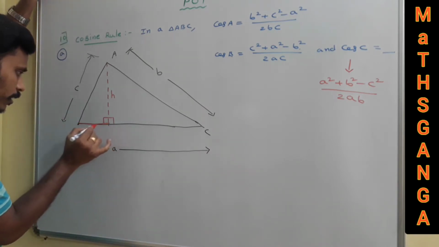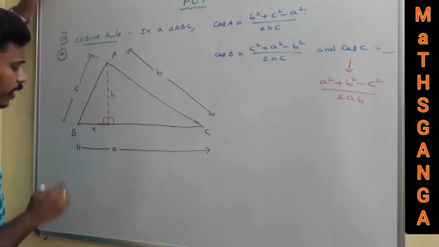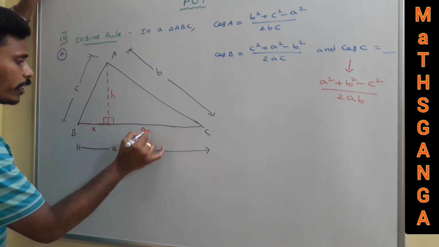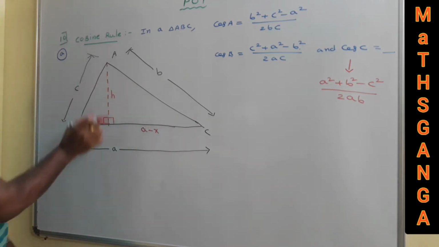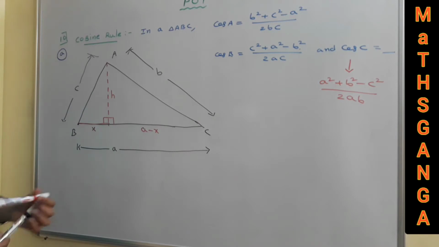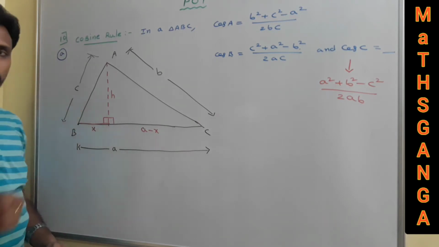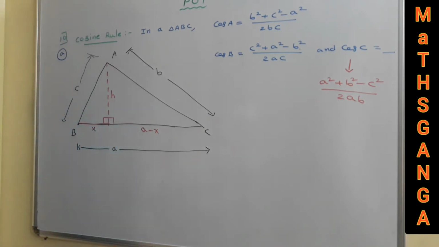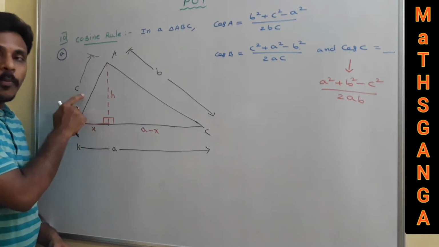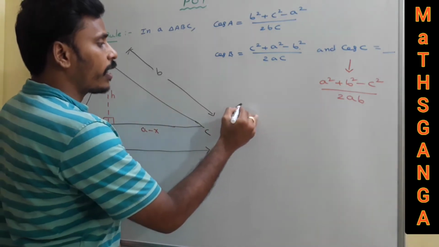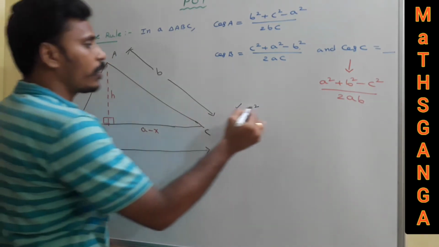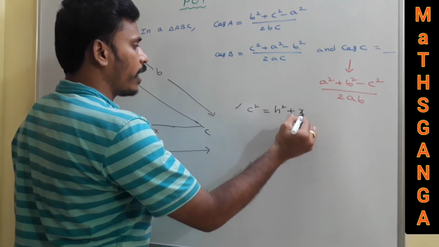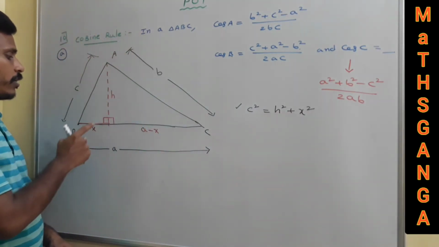This part you call some x, and since this part is x and the total length is a, for sure the remaining part is a minus x. So this is h, this is x, and this is a minus x. Now if you observe, here it is a right angle triangle, and here it is a right angle triangle. So I have a chance to apply the Pythagorean theorem for those two right angle triangles. If you apply it for this first triangle, the side opposite 90 degrees is c. So from the first triangle, c square is equal to h square plus x square. Is it clear? c square is equal to h square plus x square.